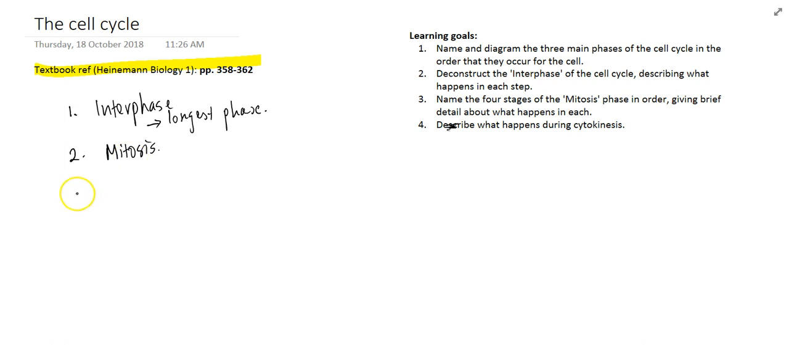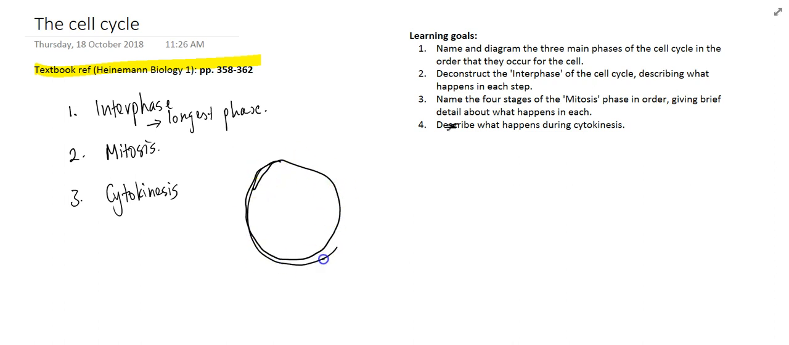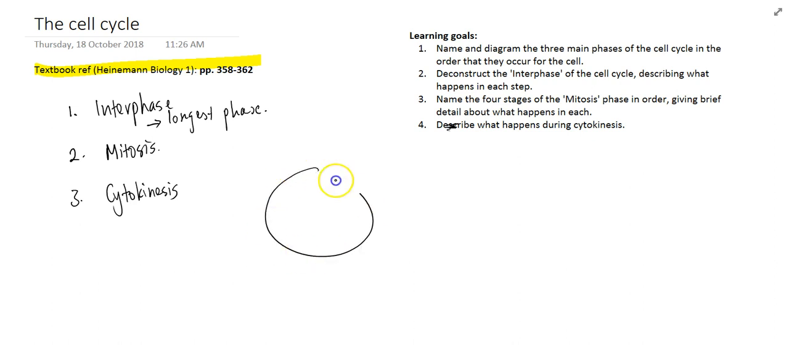Mitosis is the second phase, a highly coordinated process. And then we have cytokinesis. So these are the 3 phases. Now I'm going to draw. I find it harder to draw a circle on my computer than it is to draw on the board.